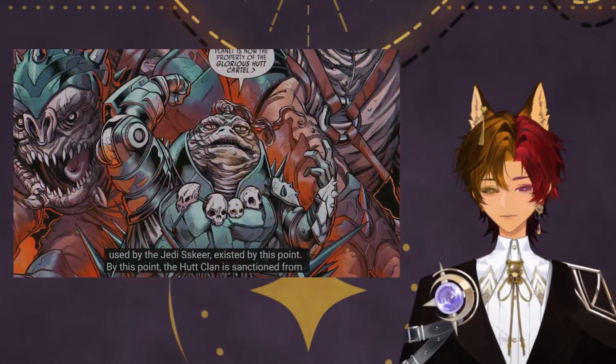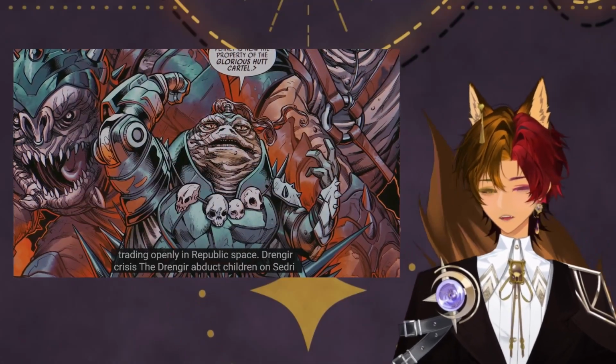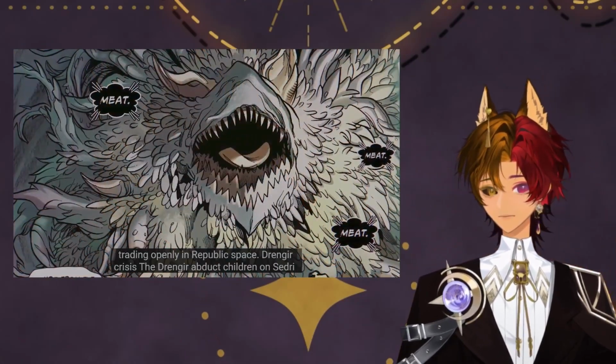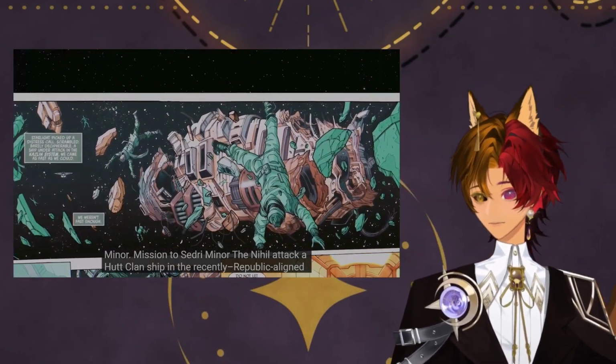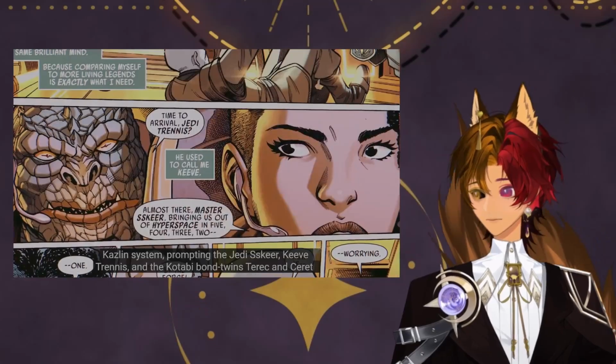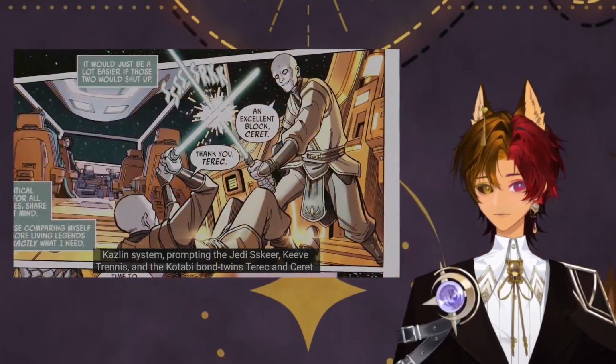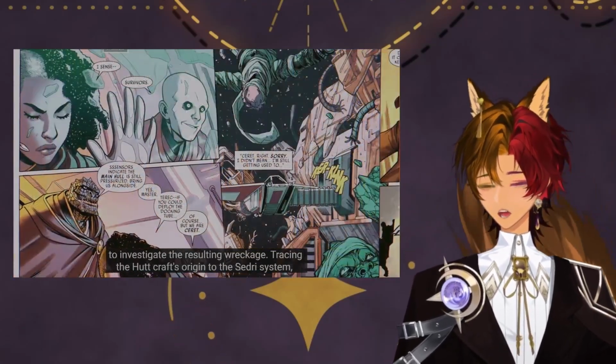By this point, the Hutt clan is sanctioned from trading openly in Republic space. The Drengir abduct children on Sedri Minor. The Nihil attack a Hutt clan ship in the recently Republic-aligned Kazlan system, prompting the Jedi Skier, Keeve Trennis, and the Kotabi Bond twins Tarek and Seret to investigate the resulting wreckage.